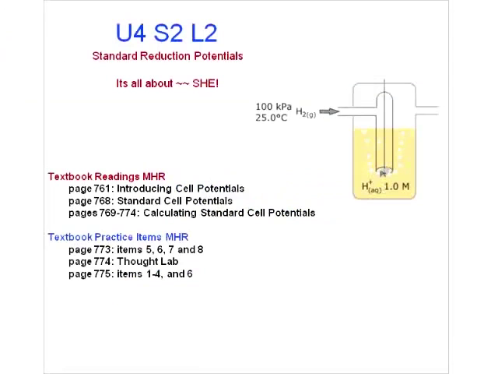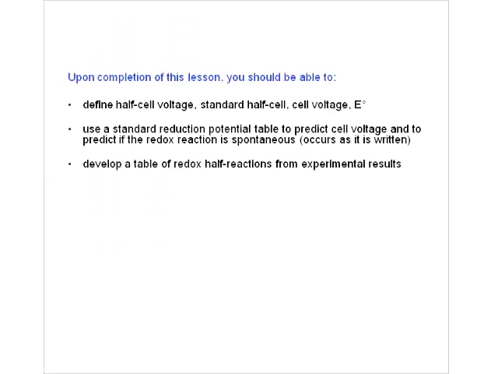Okay, we're looking at the standard reduction potential, and what we're referring to is the standard hydrogen electrode, or SHE. That's what we're going to refer to it as. And in your textbook, you can look at some background information here, page 761. And there's a few extra little practice problems here you can have a look at as well. So here we go. Okay, here are the outcomes for this lesson.